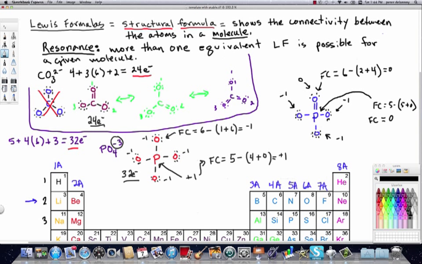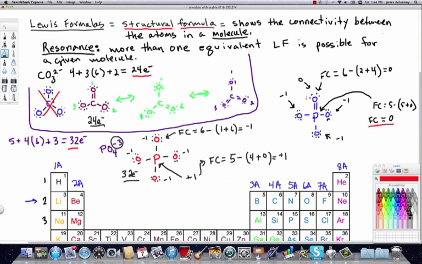So the structure that we have here is actually the correct one. Or I shouldn't say correct. I should say it's the best structure of the options. And if you want, you can prove this to yourself. If you move to the next one with another double bond in here and then calculate it, you're going to find you're moving away from where FC is 0 for the phosphorus.